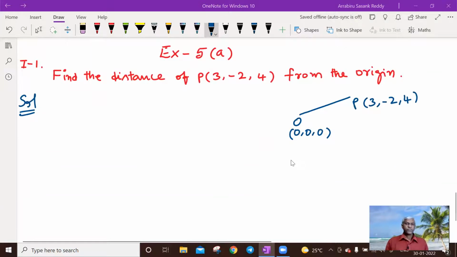First problem, find the distance of P(3, -2, 4) from the origin.